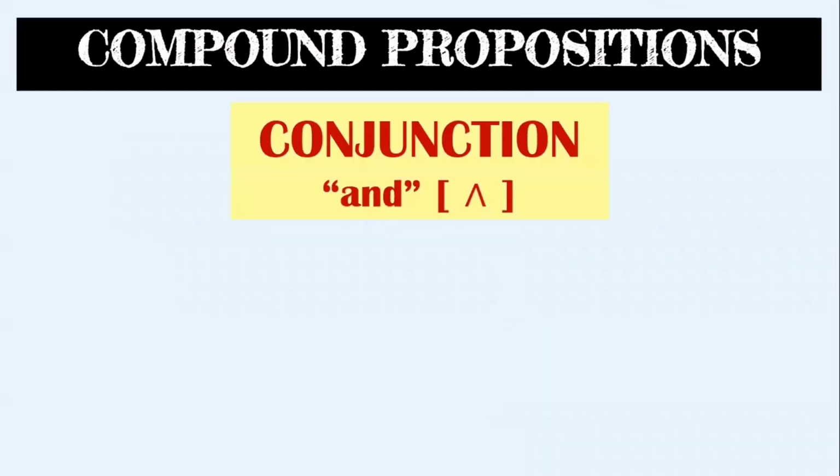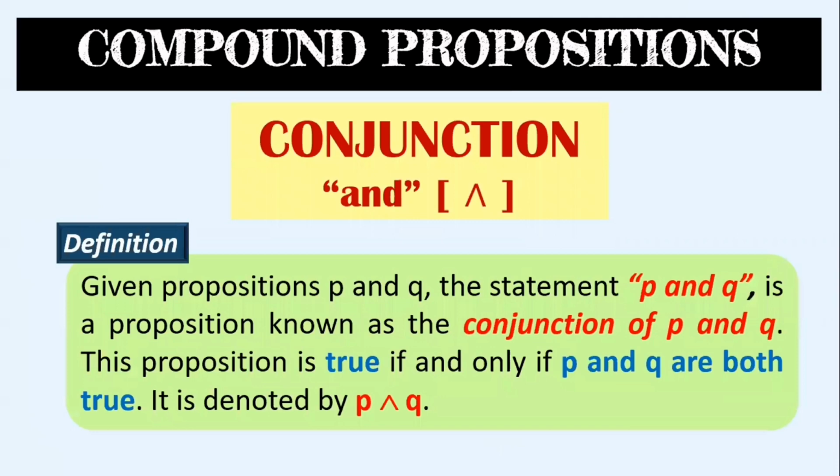Next, we have the compound propositions. We have conjunction. We use the word and to denote the conjunction statement, or this symbol, the inverted V. Given propositions P and Q, the statement P and Q is a proposition known as the conjunction of P and Q. This proposition is true if and only if P and Q are both true. It is denoted by the symbol P, inverted V, Q.